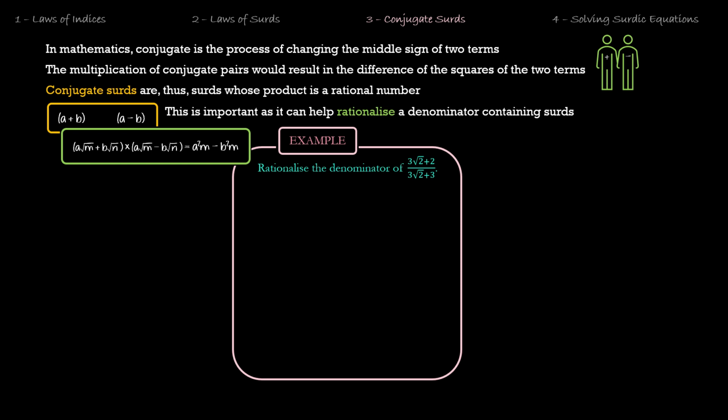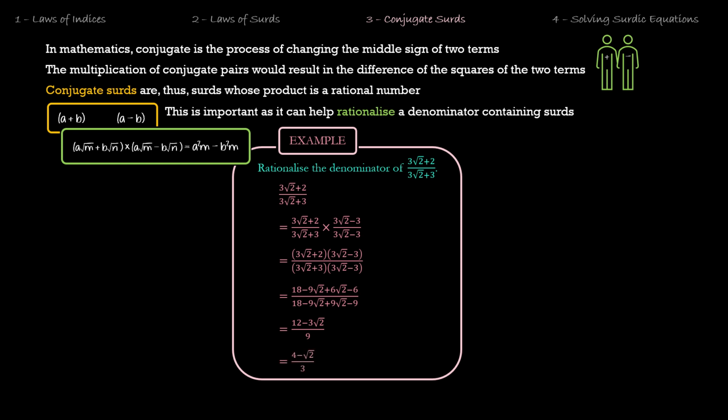Let's take an example. We can rationalize the root by multiplying both the numerator and denominator with the conjugate surd of the denominator. Notice how the expression is just simply multiplying by 1. Then, we can expand and simplify both the numerator and the denominator. This will give us 12 minus 3 square root of 2, whole thing divided by 9, which can be further simplified into 4 minus square root of 2, divided by 3, and this is our simplified form.